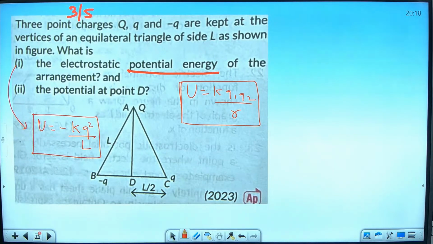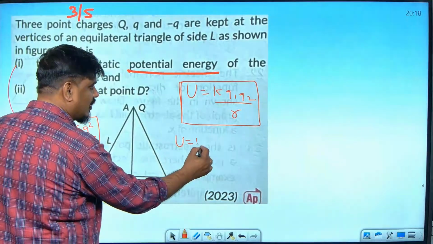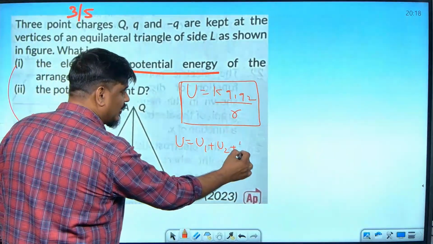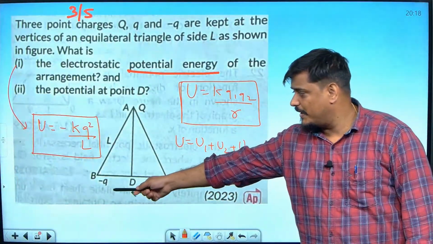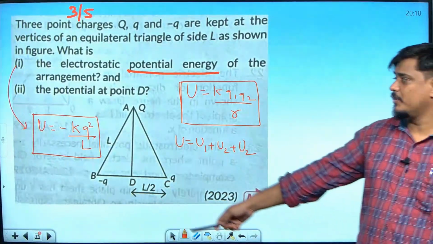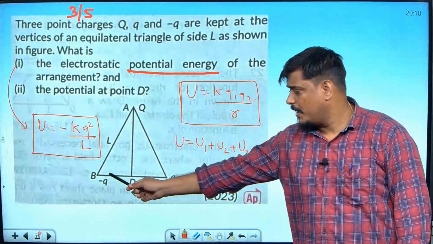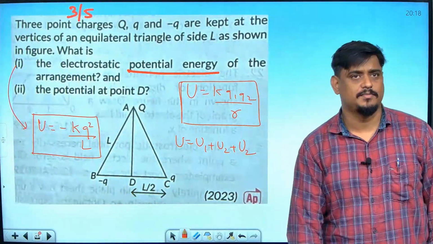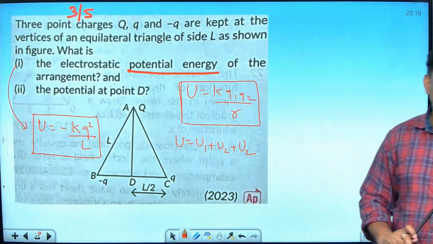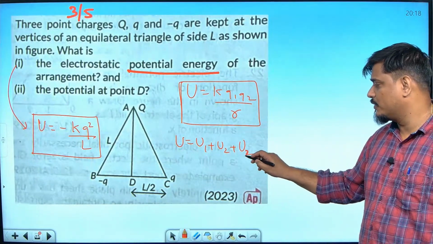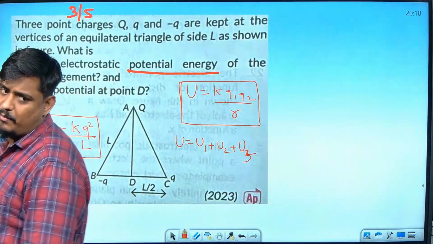What I have done, you are understanding? If you are not, then I have added all 3 possibilities here. U is equal to U1 plus U2 plus U3. U1 will become equal to K Q minus Q by L. U2 will become equal to K Q plus Q by L. And U3 will become equal to K minus Q, Q by L. So in this case, the first and second term will get cancelled and U3 alone will be there, and U3 value is how much? K minus Q into Q will become minus Q square by L.